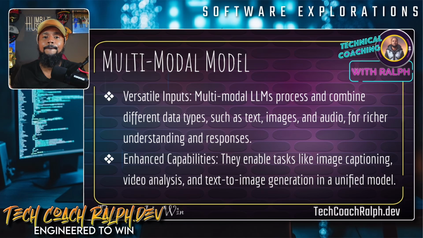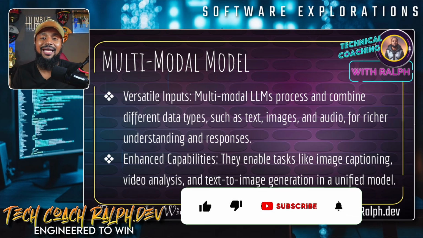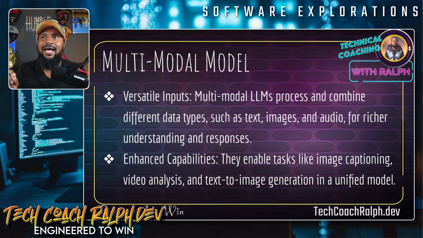Next up, we have multimodal models, right? Say that 3 times fast. So what are they? It's versatile inputs. Multimodal LLMs process and combine different data types such as text, images, and audio for richer understanding and responses. So I'll give you an example of what I think a multimodal model would be, right? When I had my AI clone and I fed it data from my website, from my YouTube channel, from a bunch of stuff, right?